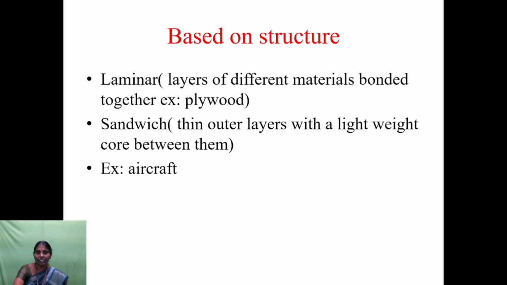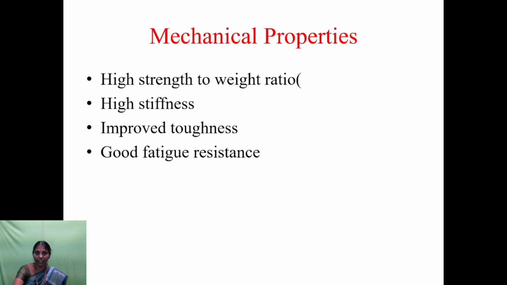Laminar means layers of different materials bonded together. A well-known example is plywood. And the second one, sandwich. Sandwich means thin outer layers with a lightweight core between them. Example, aircraft wings. So next one, the properties of materials.